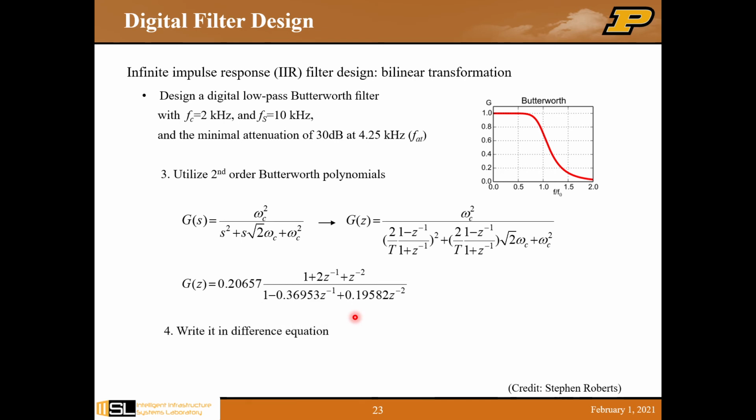And then we can expand that. Eventually, we can obtain the difference equation, which is actually the current output is equal to the summation of the current input with some weight here and the previous two inputs, and also previous two outputs. This is definitely a recursive filter, and also is an IIR filter.